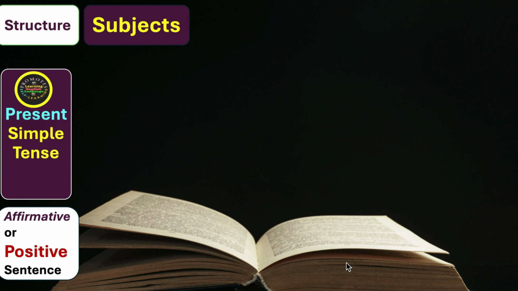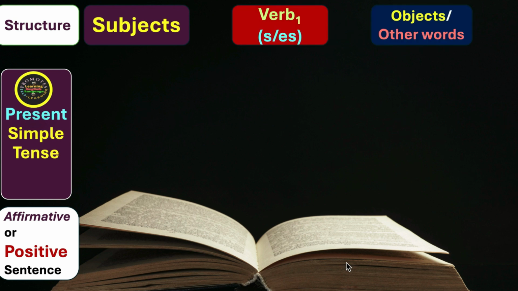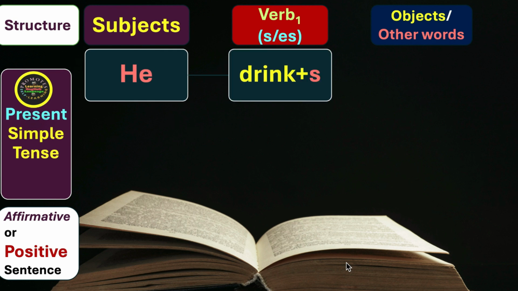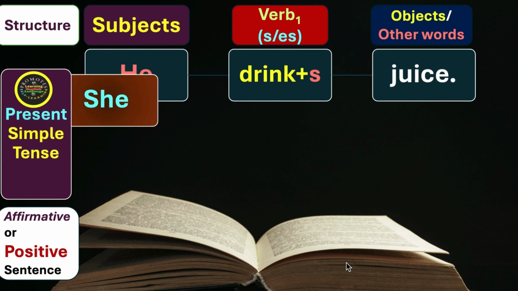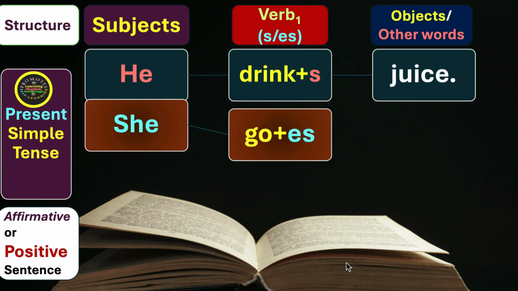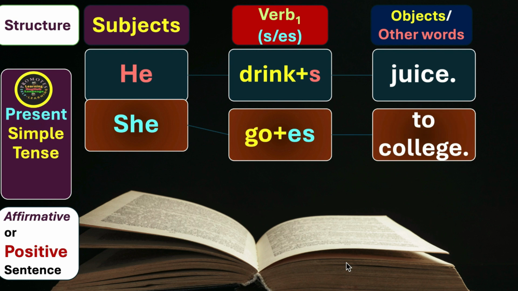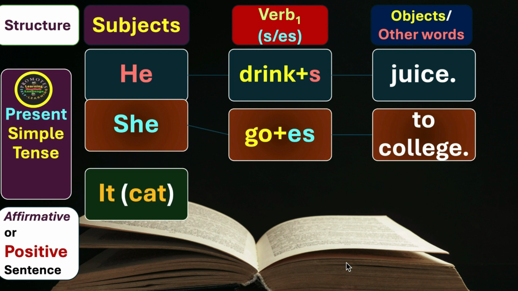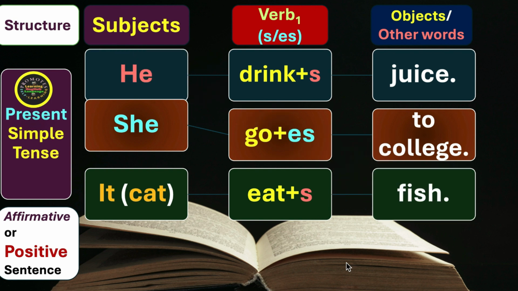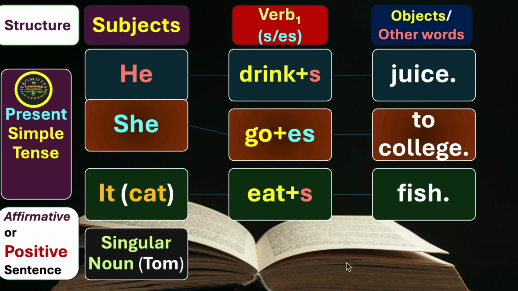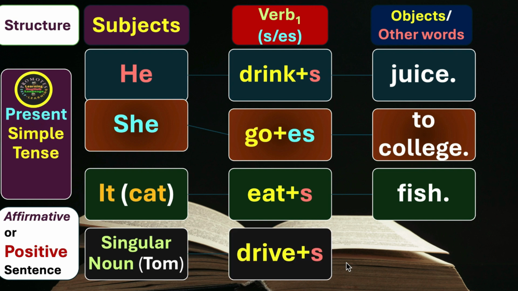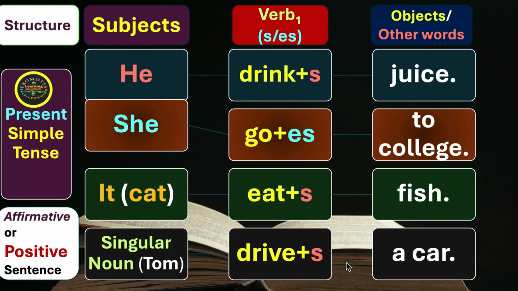We have the subject, verb here with s and es, and objects, or we can say other words. So if your subject is he, we use the first form of the verb, like drink, and then we add s in the present simple tense and we have the object. Likewise, if you have she, go, we add es and we have the object, to college. We have it used for cat, verb eat, we add s and then we have the object fish. Likewise, we have a singular noun like Tom, David, Fatima, Rani. The first form of the verb, drive, here we add s and then we have the object, a car.